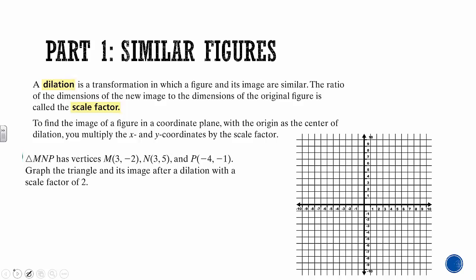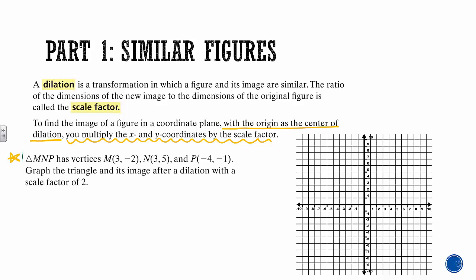A dilation is a transformation in which a figure and its image are similar. The ratio of the dimensions of the new image is called a scale factor. To find the image of a figure in a coordinate plane with the origin as the center, you multiply the x and y coordinates by the scale factor. Now when you get into geometry, things will get a little harder, but for all of these, the origin is the center of dilation. So all we need to do is multiply the x's and y's by the scale factor.